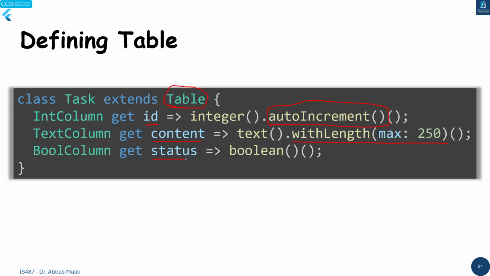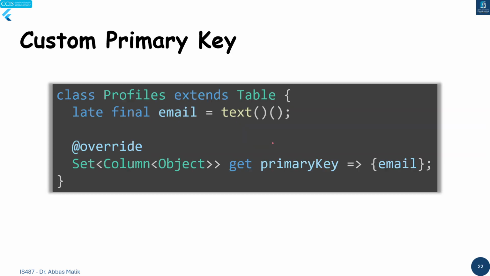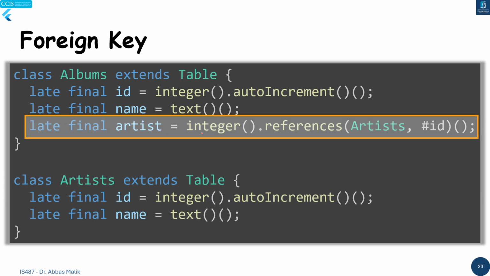And then we also have a column of type boolean, and the content is of type string or text. So in this way we can define the table. We can also define a custom primary key. For example, if we want to make email a primary key, then we can define it like this, and we are telling that this email column becomes the primary key of this table.